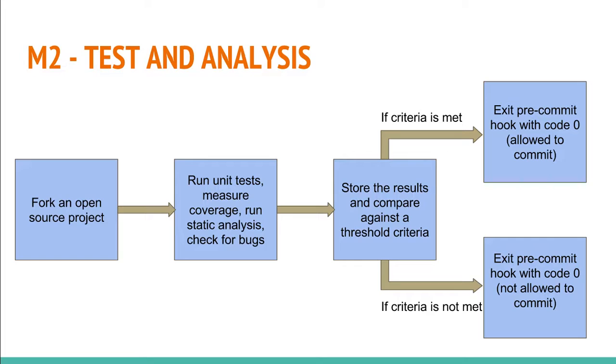Apart from these, we also added a few custom metrics. The results were compared against a threshold criteria. If the criteria is met, then commit was allowed to be made, otherwise the commit was failed.